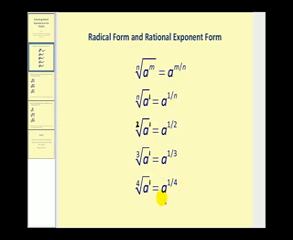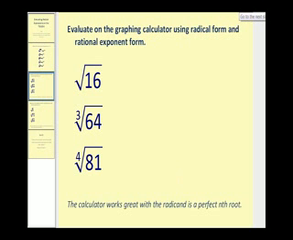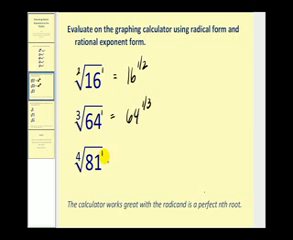So let's go ahead and take a look at some examples now. If we want to evaluate these three radical expressions on the graphing calculator, we can do so in this form, or we can rewrite this in rational exponent form and evaluate them as well. Let's go ahead and rewrite these in rational exponent form and then evaluate them on the calculator. So this first one would be the square root of 16, which is equal to 16 to the power of 1/2. The cube root of 64 would be equal to 64 to the 1/3 power, and the fourth root of 81 would be equal to 81 to the 1/4 power.